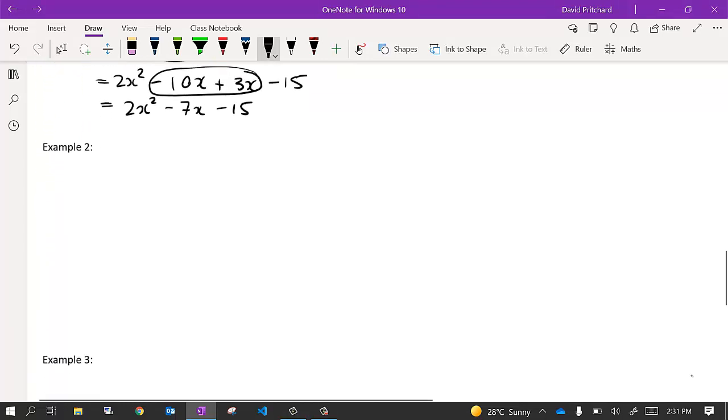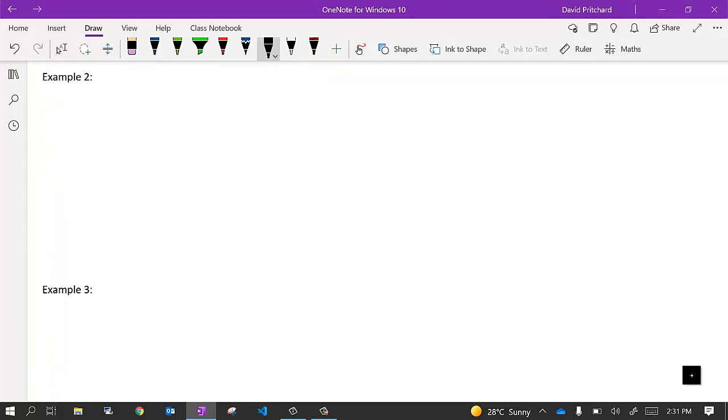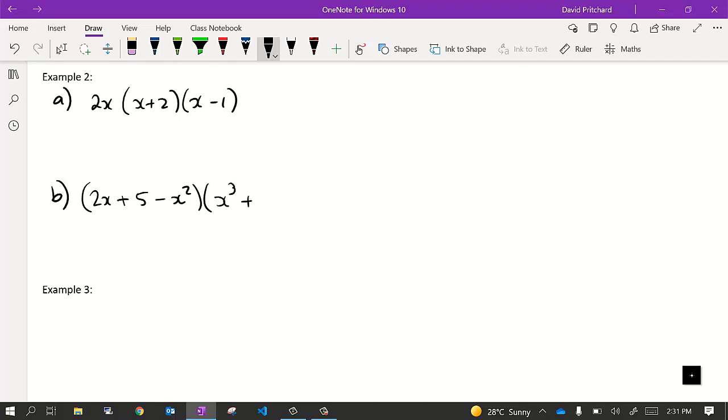Okay, example 2, we'll look at a little bit more complex. So for A, we've got 2x multiplied by x plus 2 multiplied by x take 1. And for part B, we'll look at 2x plus 5 take x squared multiplied by x cubed plus 2x. Okay, so the first one is a scenario where we've got two expansions that have to happen. I'm going to do this first.